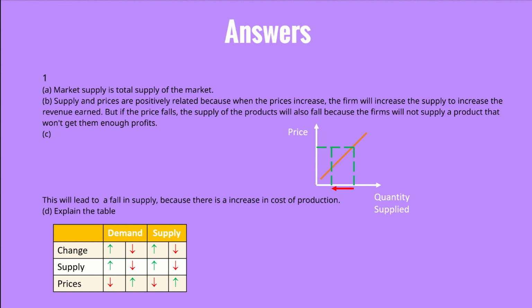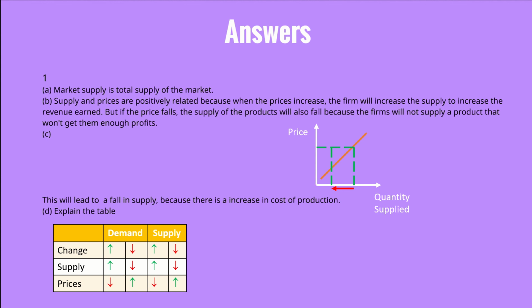So this is clear. Okay, so yeah, this will lead to a fall in supply because there is an increase in cost of production. So when there is an increase in cost of production, there will be a fall in supply. The firm might not supply the product at which it was supplying, so it will fall. Explain the table. You need to explain this table.